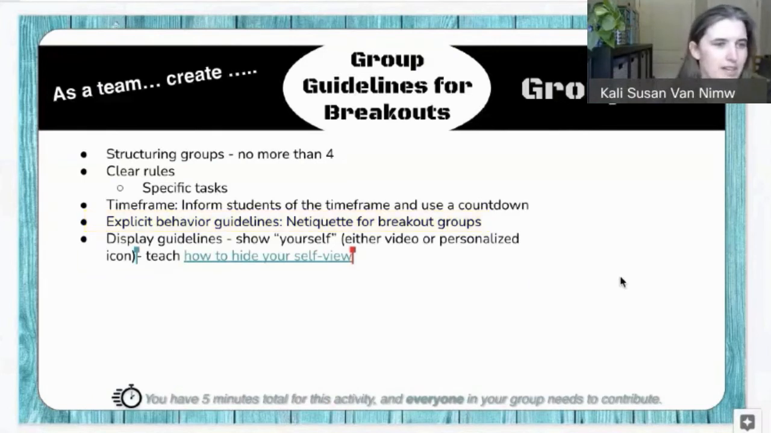And then display guidelines, some way to show yourself, whether if you're comfortable showing your video or have a personalized icon. And then we started talking about how to hide your self view. But it would be nice to have some way so it's not just a gray blank screen, but something that actually shows students themselves, if that makes sense.